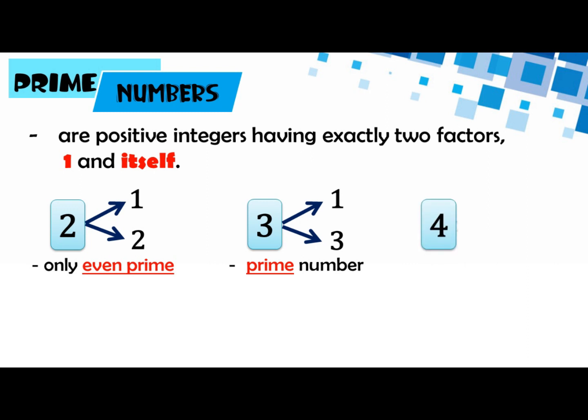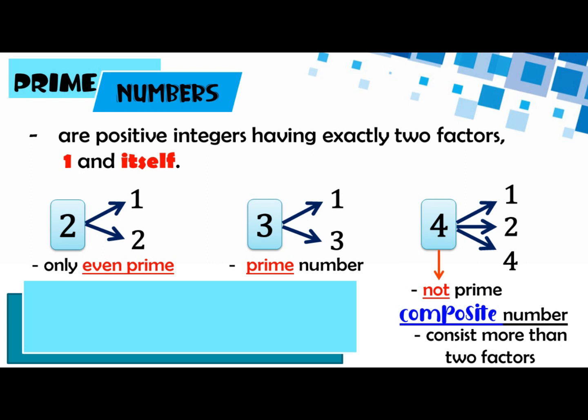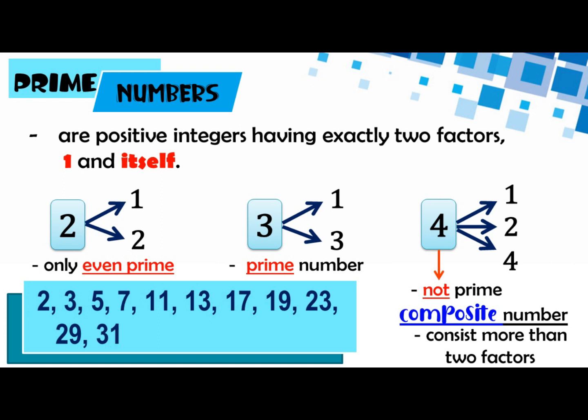Next we have 4. 4 can be factored by 1 times 4. But 4 can be also factored by 2 times 2. So 4 is not a prime number. It is a composite number, which consists of more than 2 factors. So here are the list of commonly used prime numbers. We have 2, 3, 5, 7, 11, 13, 17, 19, 23, 29, 31, 37, 41, 43, 47, and so on and so forth.